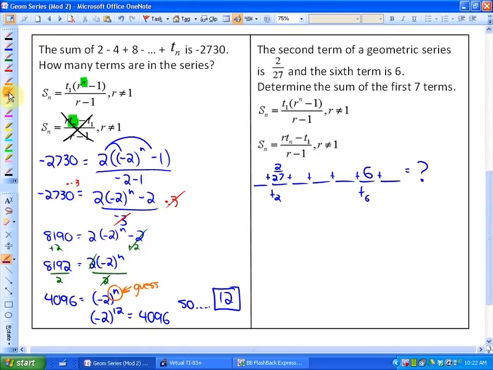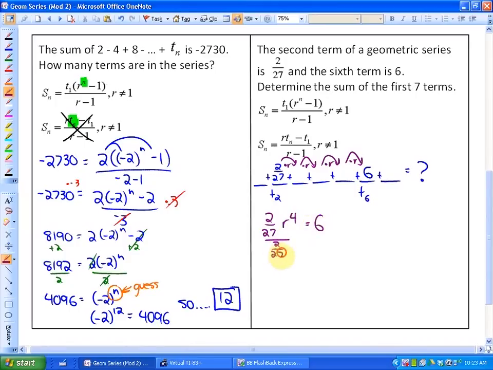So in order to do that, what I would look at is the fact that to go from the second term to the sixth term, you have 4 common ratios. So if you'd like to use the pattern from geometric sequences, what that would say is that 2/27 times r to the 4th is equivalent to 6. So now we can actually solve.